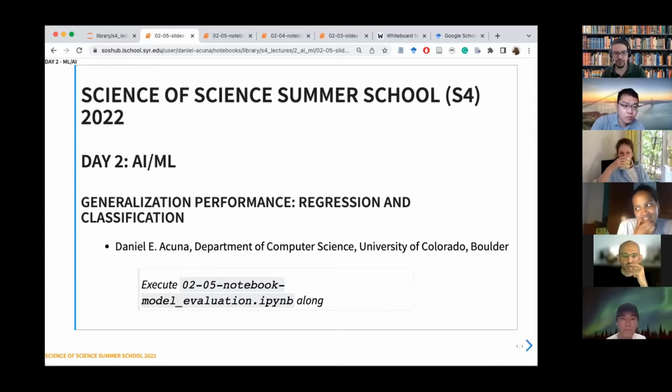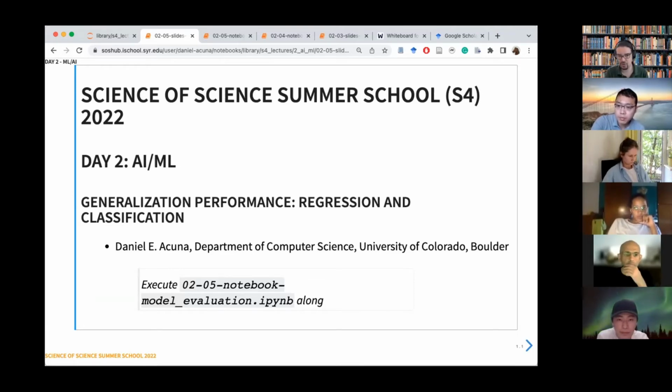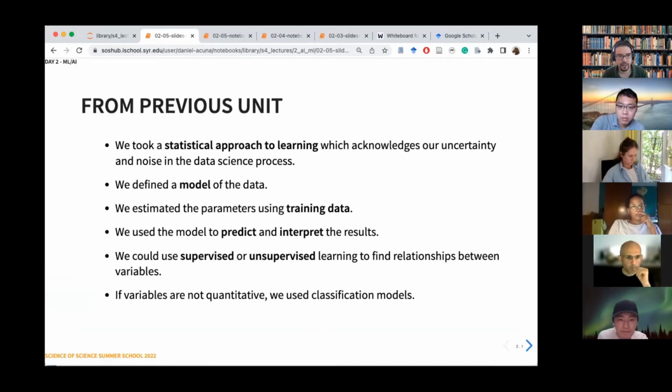Okay, so in the previous session, I tried to explain that we try to fit a model to the data, but that's one part of the problem, which is to try to learn from the data in a supervised fashion. But what you really want to do is to try to generalize what you're learning to new data sets, and that's part of the model evaluation and generalization performance. And we're going to take a look at that for regression and classification.